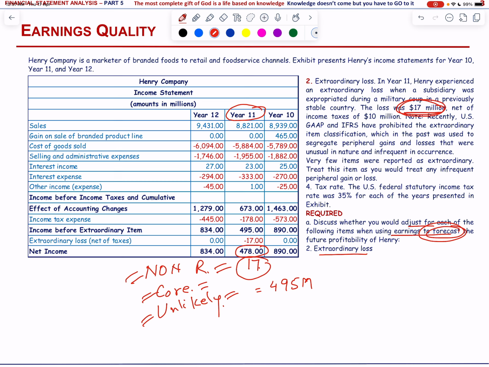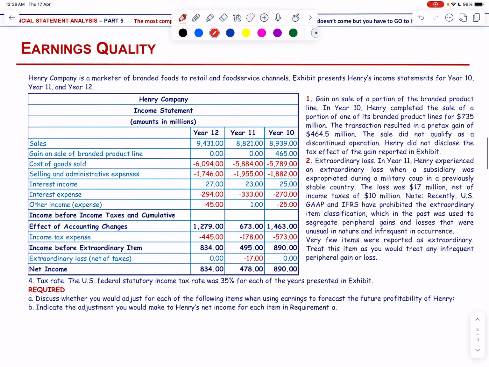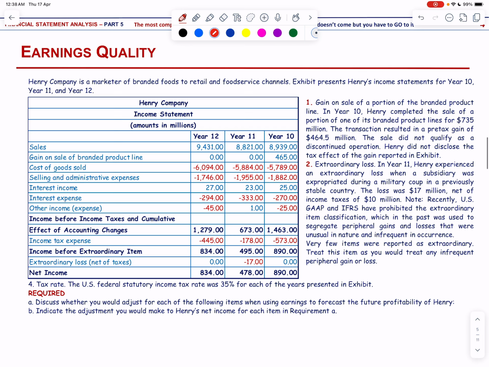So to conclude, we must adjust the extraordinary loss because it is infrequent, non-operating, and not predictive of future performance. We are going to add back the 17 million after tax to year number 11's net income. So let us wrap up both the parts of the question.